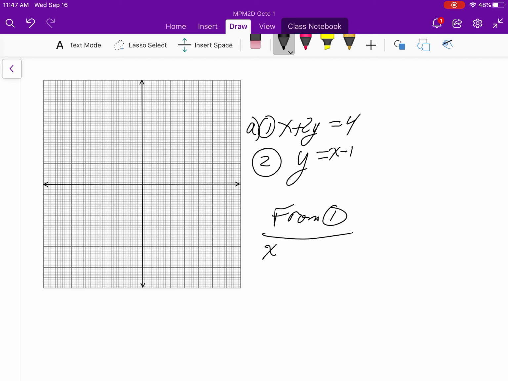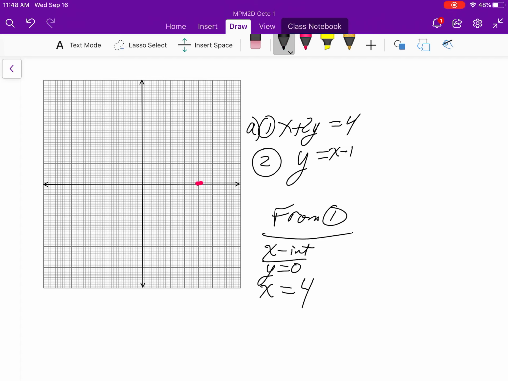So we're going to find the x-intercept first, and we know that y is equal to 0. Since y is equal to 0, we substitute that into equation 1, and we're left with x equals 4. So we'll plot x equals 4 on the x-axis, at the point (4, 0).